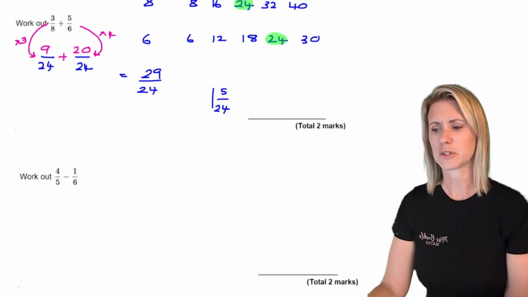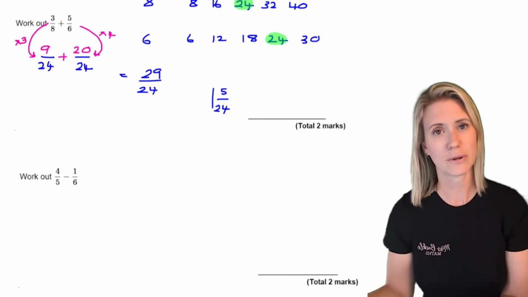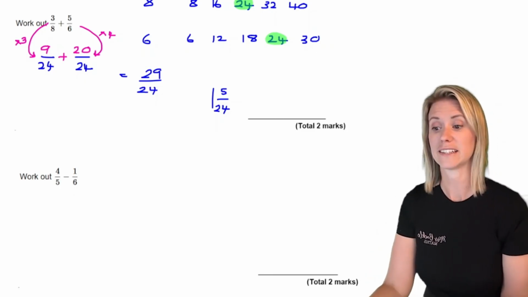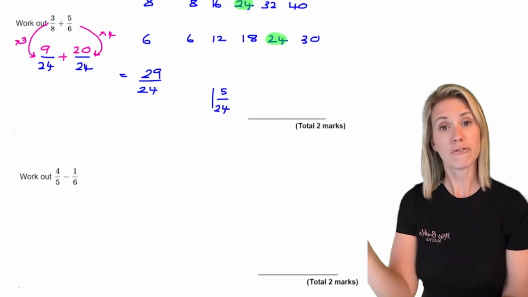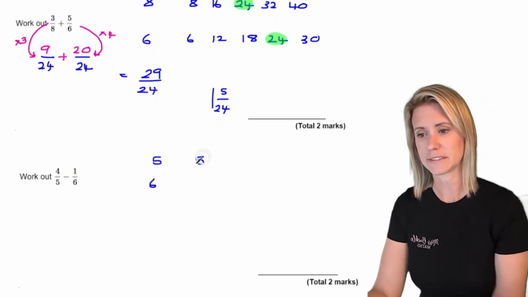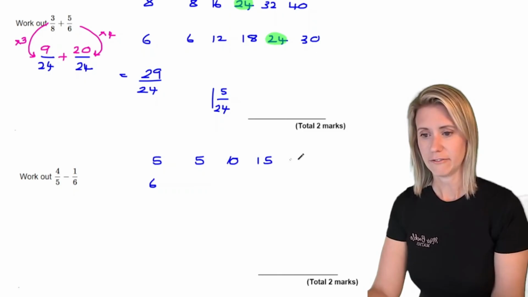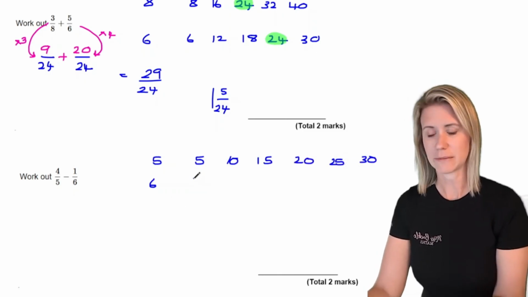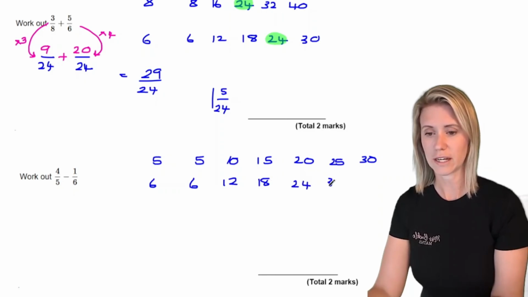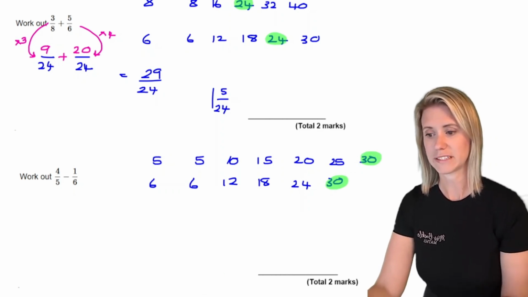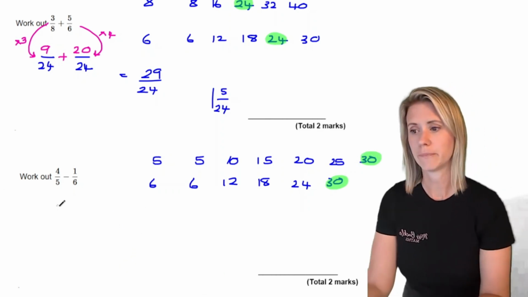Right, moving on to a subtraction. Now it's not much different. We still have to have the common denominator. The only difference this time is we're subtracting the numbers rather than adding them. So 5 and 6, what is our lowest common multiple of 5 and 6? 5 times table, 5, 10, 15, 20, 25, 30. And our 6 times table, 6, 12, 18, 24, 30. And 30 is the number that appears first in both. It is our lowest common multiple.